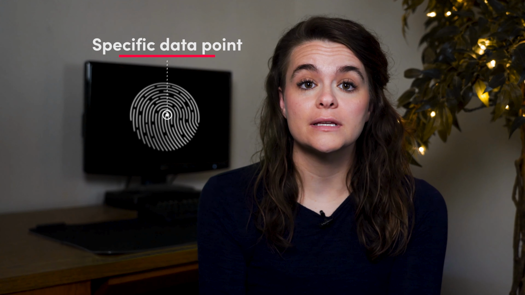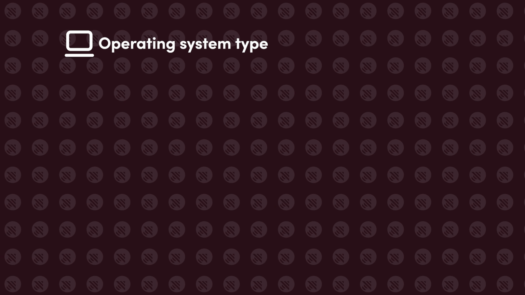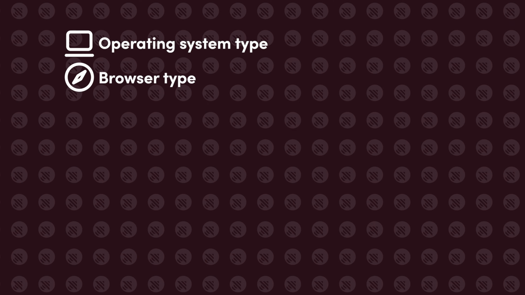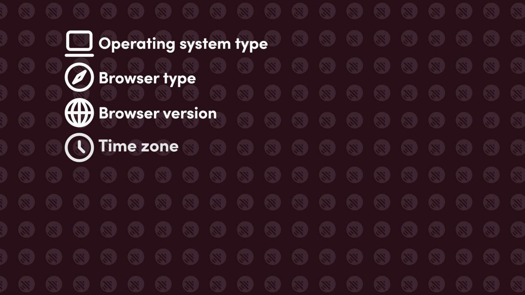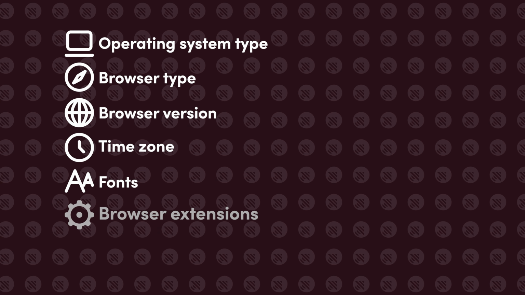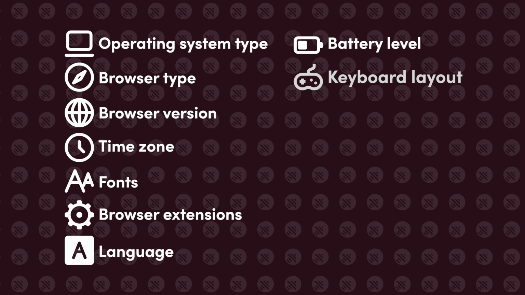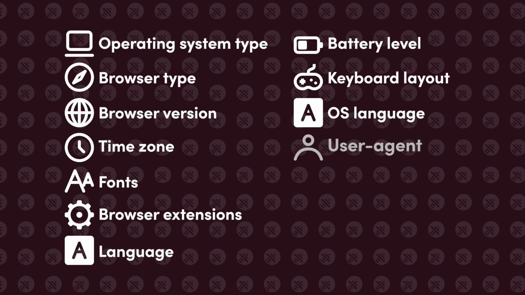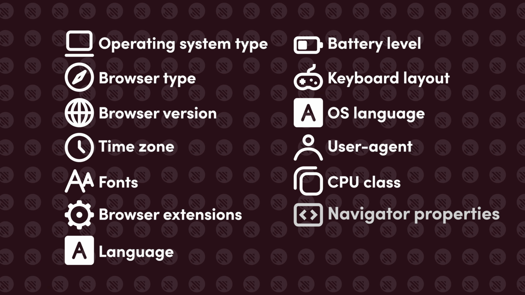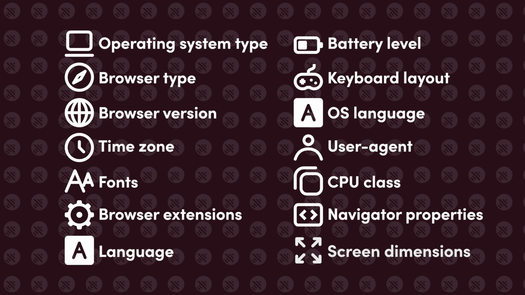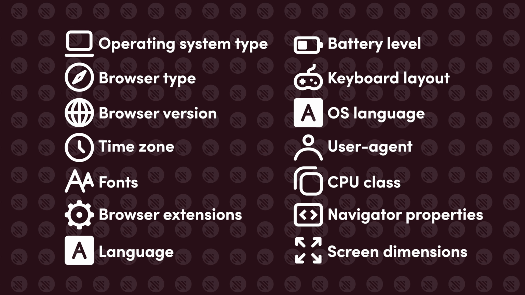That would include things like your operating system type, your browser type, browser version, time zone, fonts, browser extensions, language, battery level, keyboard layout, OS language, user agent, CPU class, navigator properties, screen dimensions, and much, much more. Together, all these data points form a digital fingerprint.